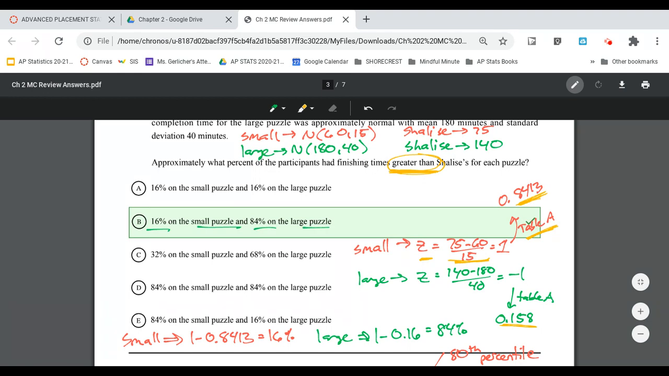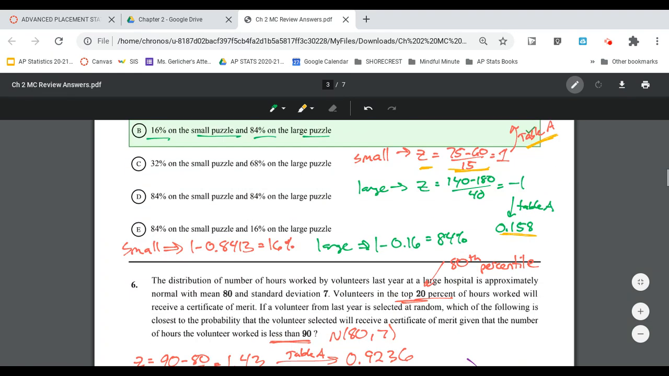And I can guarantee you the most common mistake here is those two are switched because they didn't see the greater than. That greater than really matters. Be on the lookout for that.